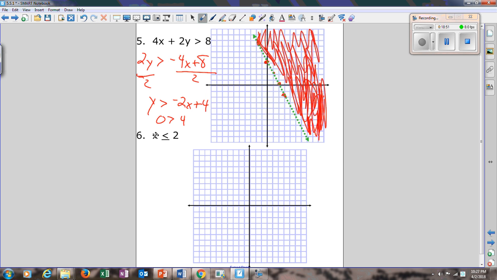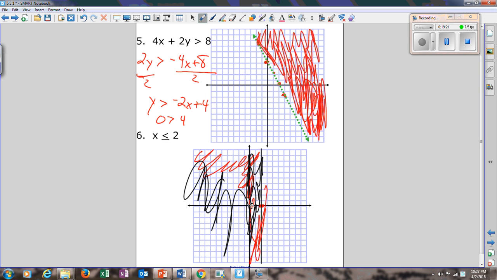Last one, we have x is less than or equal to 2. So you go over to x is 2. Then it has the equal sign, so it's going to be a solid line. It's going to be a vertical line. And then it's all the numbers that are less than 2. Should be everything on this side of the line over here.